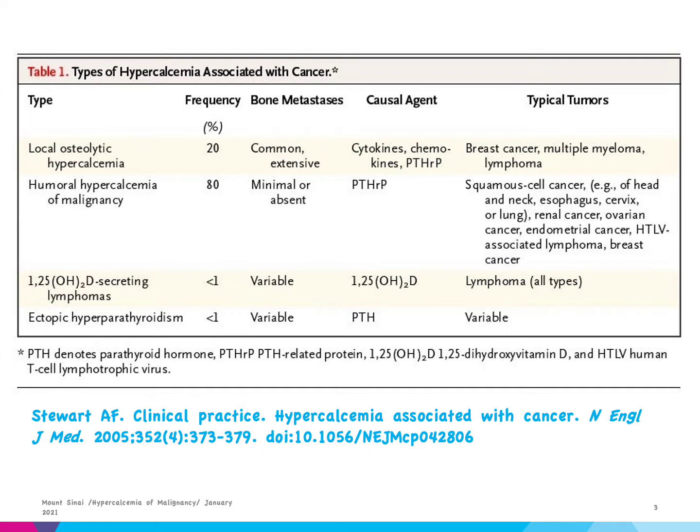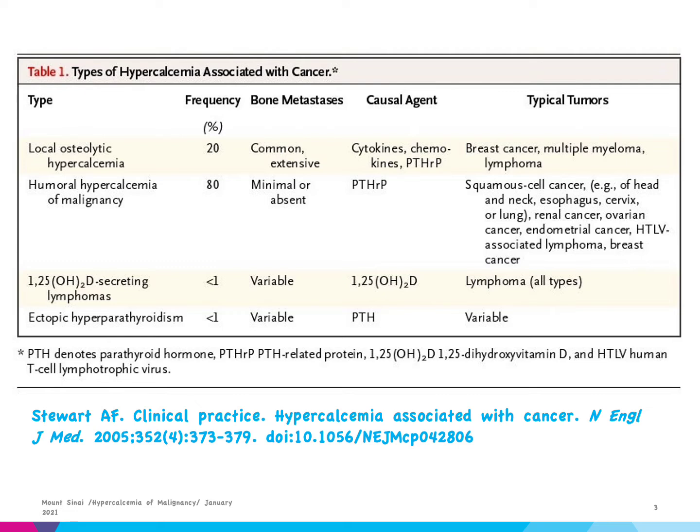Another cause is lymphomas, mostly lymphomas, that produce 1,25-hydroxy vitamin D. And lastly, there are some tumors that ectopically produce parathyroid hormone, though these last two causes are pretty rare.